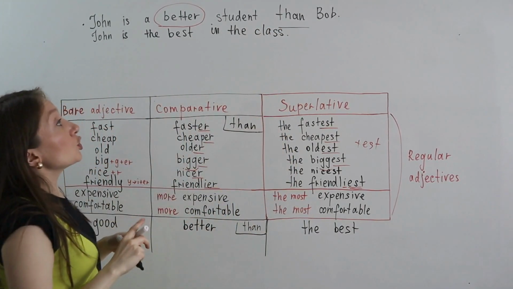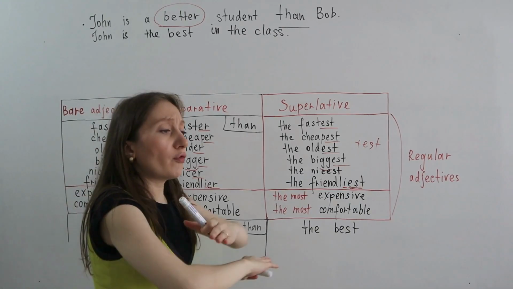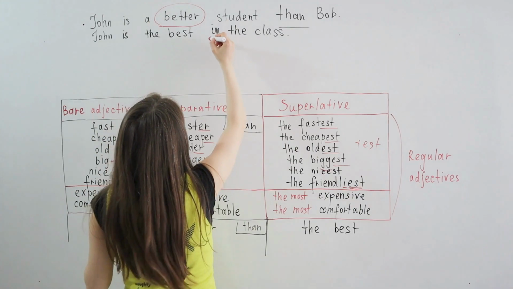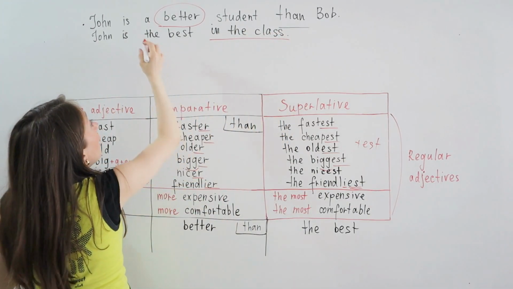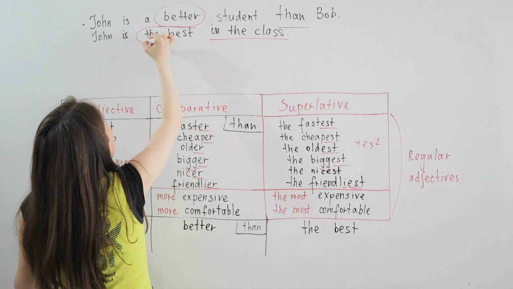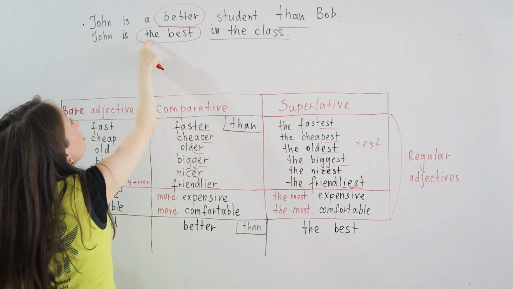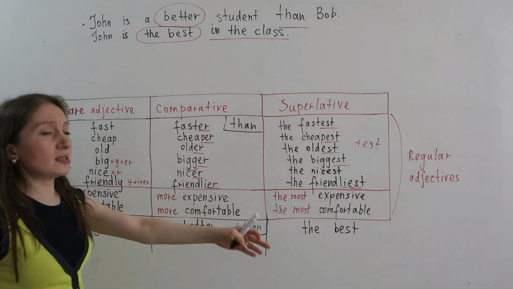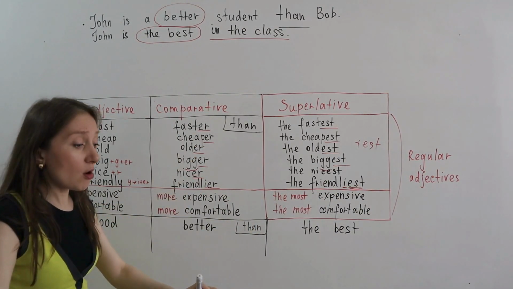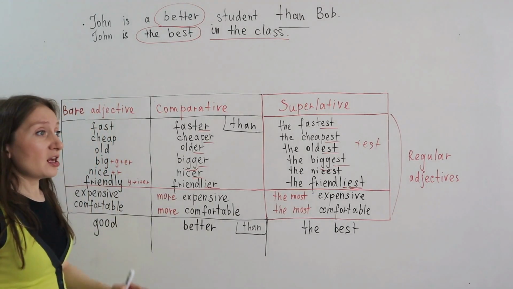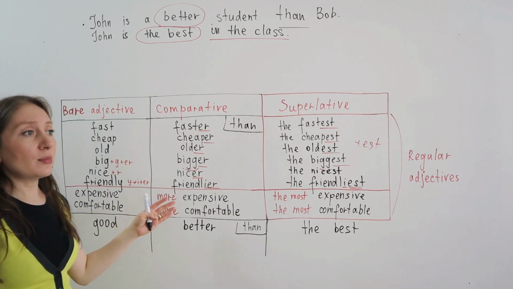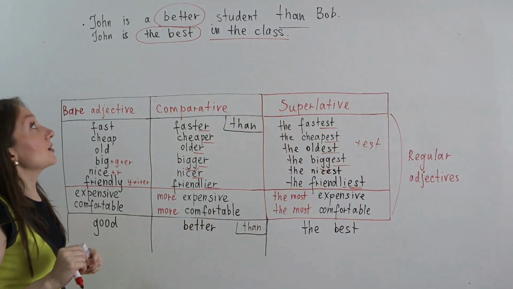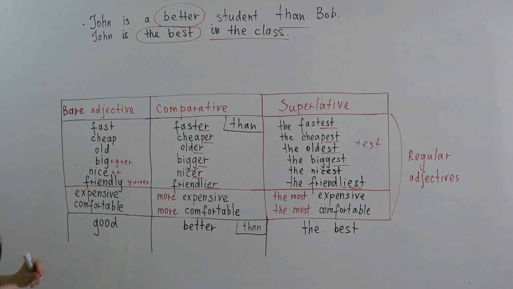Do you remember I told you we have the category of all the students, right? John is the best. This is the category, the class, and he is the best. Don't forget about the article the. John is the best. He is the best. I'm the best. They are the best. Oh, this is the best, right? This is the best day in my life, right? The whole life, and this is the best day. All right, we will continue with the next one.